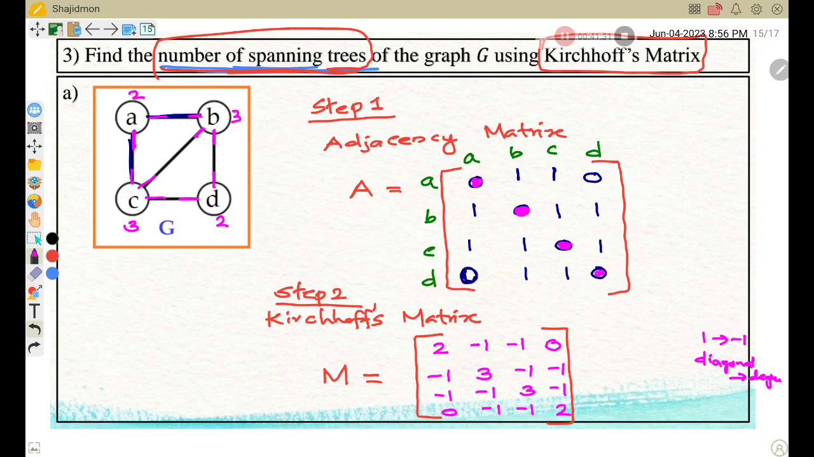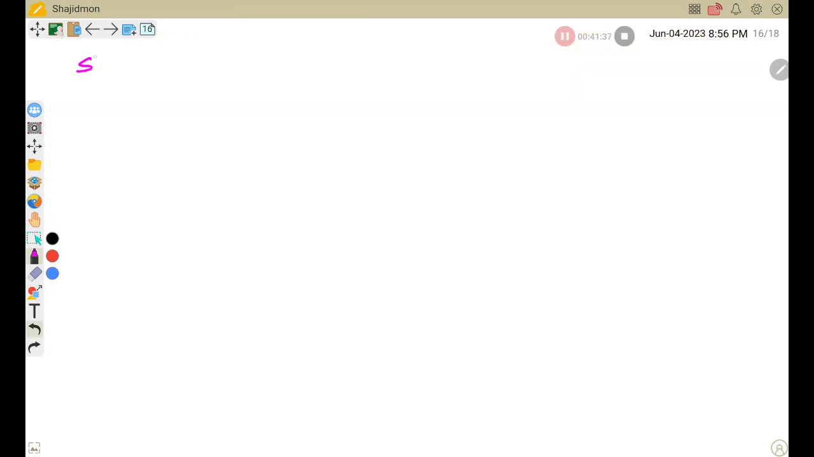So, this is the Kirchhoff matrix. Hope you understood the M matrix. Now, once you calculate the M matrix, we will go to step number 3. Okay, that is, we need to write the cofactor.